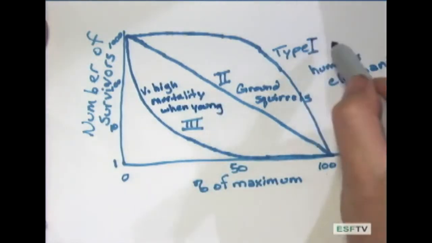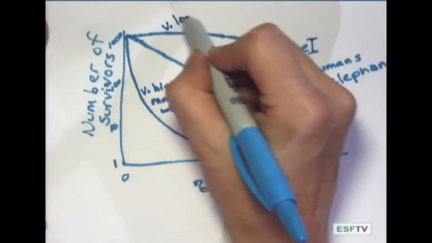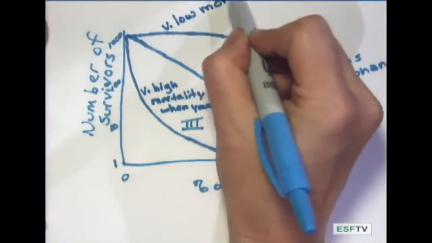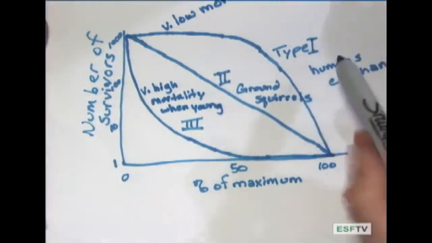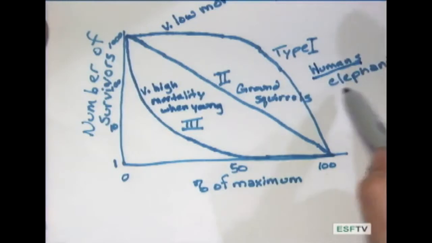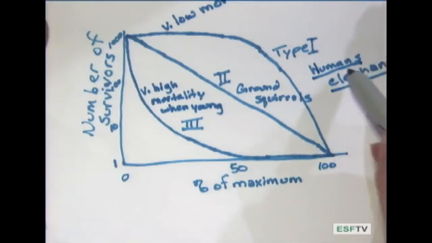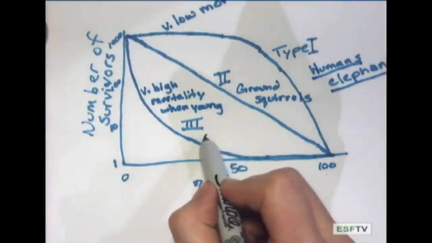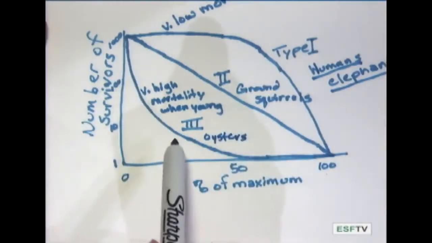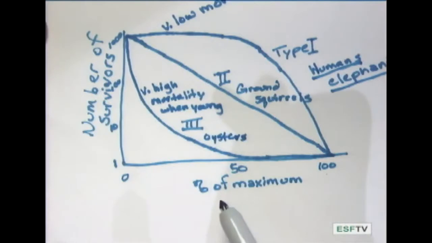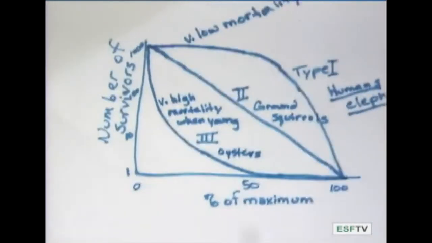Whereas it is just the opposite with type 1, where they have very low mortality. And if you think about the organisms that represent type 1, you see that they care for their offspring. Elephants and humans both take very good care of their offspring. Whereas with oysters, the type 3 representative, there's no care for the young, and so very high mortality when they're young. Okay, with that, let's go to the next topic.